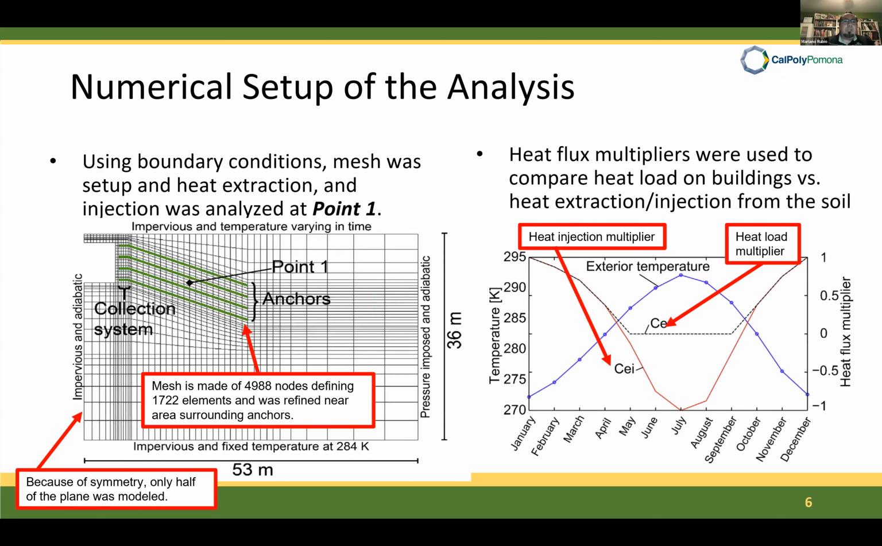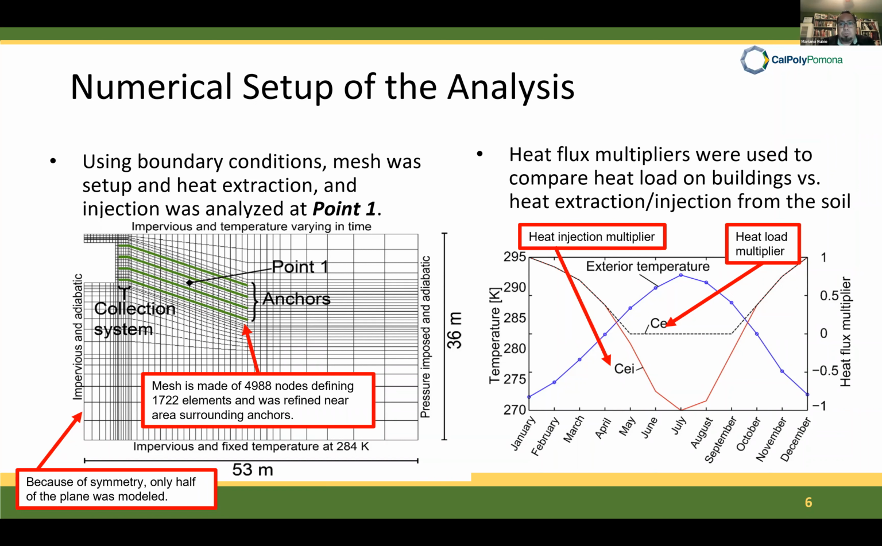And so the actual analysis was set up with boundary conditions on the mesh, and we could see that the far left of the boundary conditions included an impervious and adiabatic wall, and that was strictly because of the symmetry of the tunnel. And then we could see the impervious and fixed temperature of 284 Kelvin at the very bottom of the mesh, and pressure imposed by water on the far right, and the temperature of the soil itself was imposed on the very top. And so we could see that point 1 was the analysis point, where we can see what the actual temperature was and the heat extraction would be through the anchors.